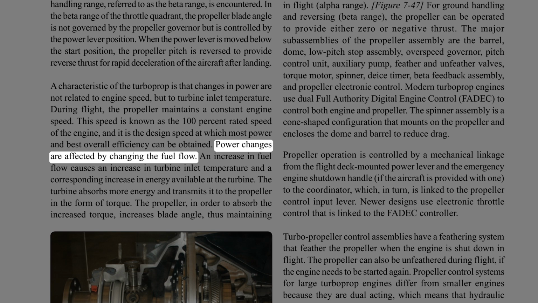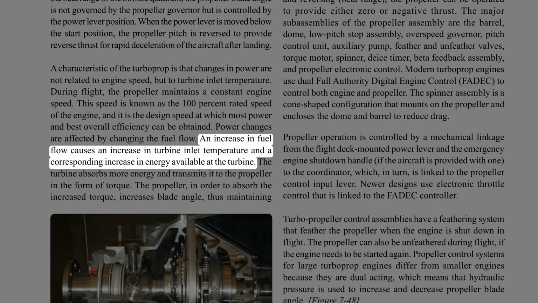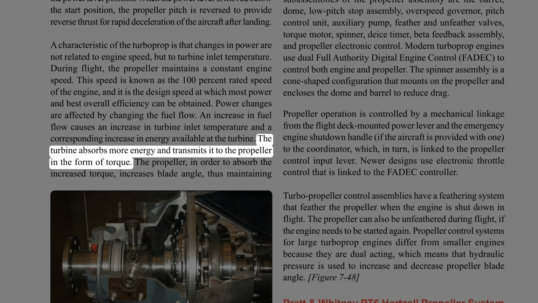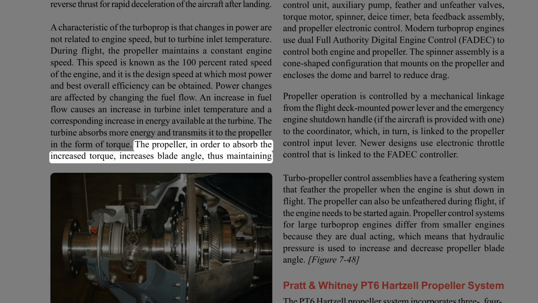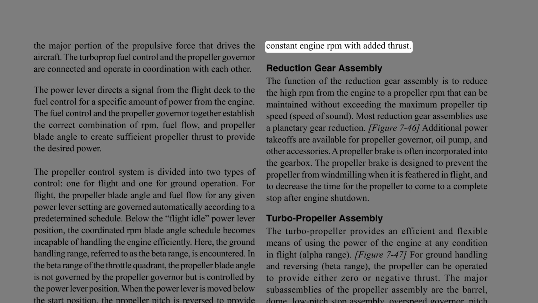Power changes are affected by changing the fuel flow. An increase in fuel flow causes an increase in turbine inlet temperature and a corresponding increase in energy available at the turbine. The turbine absorbs more energy and transmits it to the propeller in the form of torque. The propeller, in order to absorb the increased torque, increases blade angle, thus maintaining constant engine RPM with added thrust.